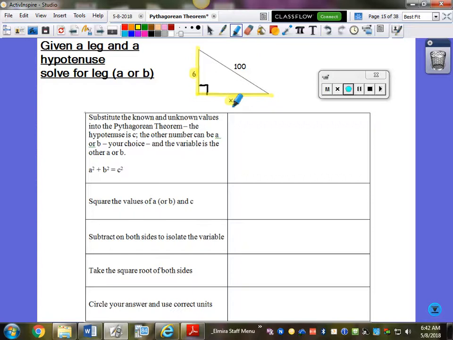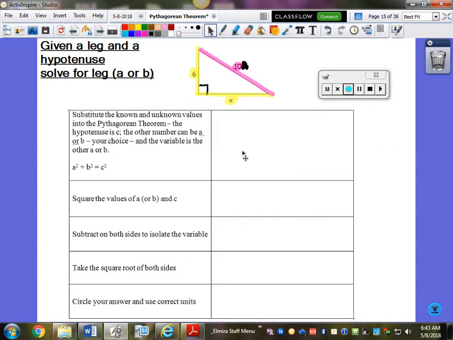Oh, and guys, I'm so sorry. I have a typo here. This should be 10, not 100. So I apologize. Okay? Because 100 just doesn't make sense with the number 6. That's way too big. So the hypotenuse this time is actually the number 10. And so we're trying to find a leg.